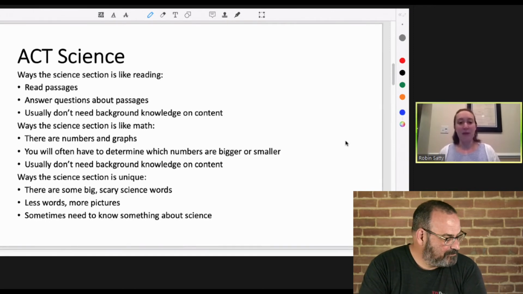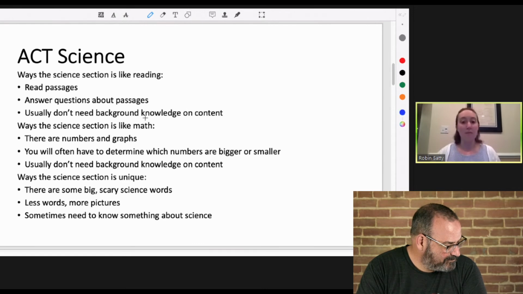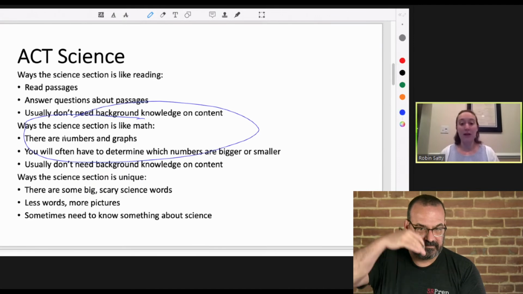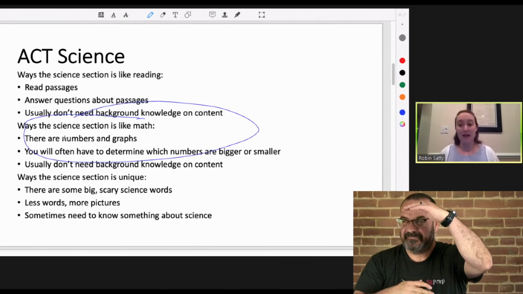So, reminder from last night, ACT science is like reading in a lot of ways, it's like math in a lot of ways, and it's special in a couple of different ways too. Today we're going to talk mostly about the ways that the ACT science section is like math. There are numbers and graphs. You will often have to determine which numbers are bigger or smaller, and you usually don't need background knowledge on the content.